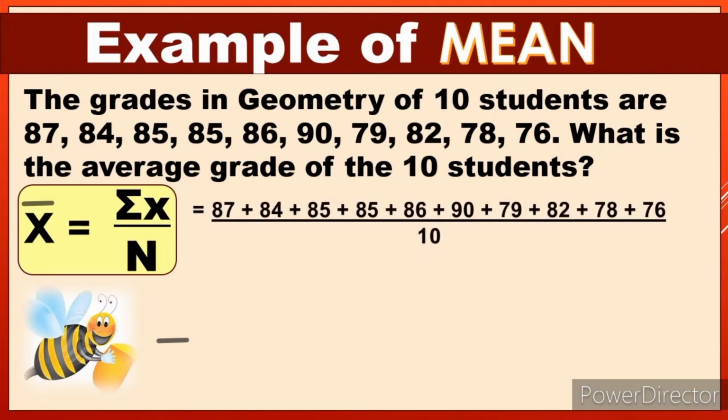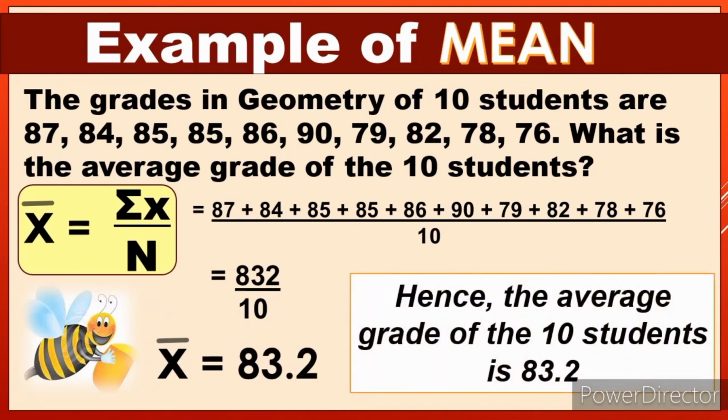So we're going to add those grades: 87 plus 84 plus 85 plus 85 plus 86 plus 90 plus 79 plus 82 plus 78 plus 76 divided by n, which is 10. Note that n is the number of cases. Now we have 832 divided by 10. The answer is 83.2. Hence, the average grade of the 10 students is 83.2.